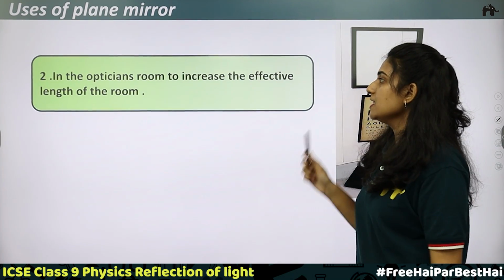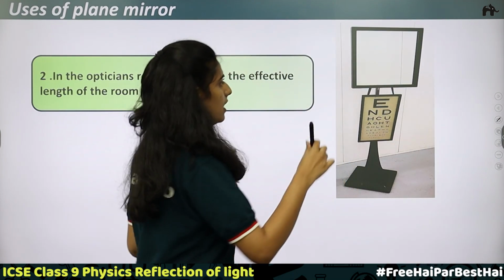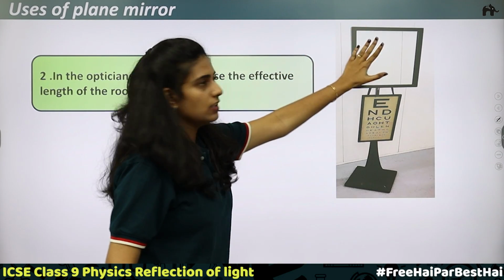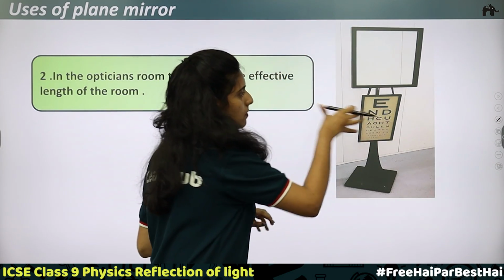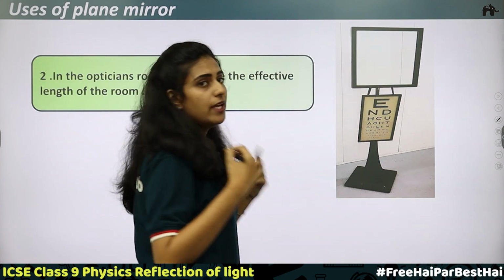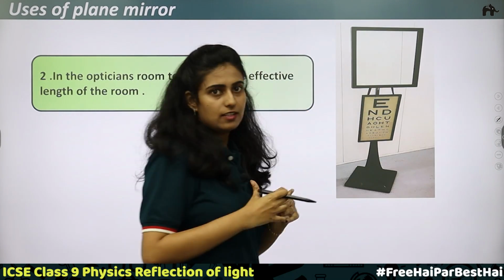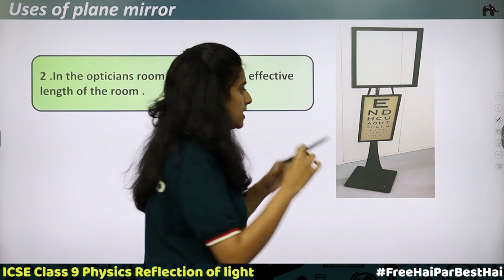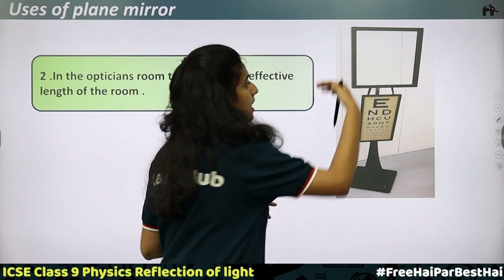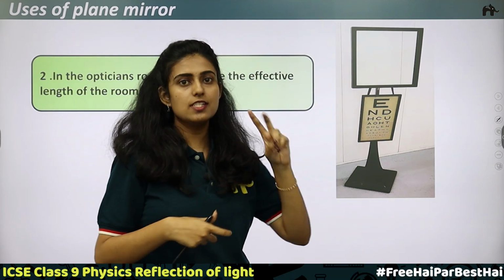Second use of plane mirrors is in the optician's room to increase the effective length of the room. So, here what happens is, here there is a signboard and this is a plane mirror. So, plane mirror is kept on the front fold. Okay. Then the signboard will be behind. So, person will be standing between it. Okay. So, here he will be able to see the image of the signboard. That is, it is about double the length. Actually, the signboard will be at a distance of x from him, but he will feel like it is at a distance of 2x because the plane mirror is in front and the image of the signboard is what he sees. Okay, so this is the second application.